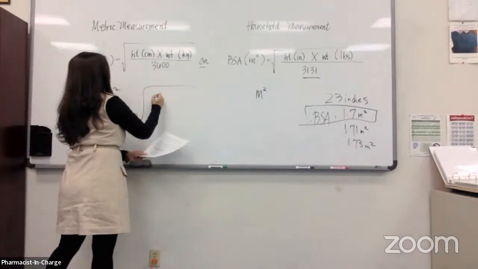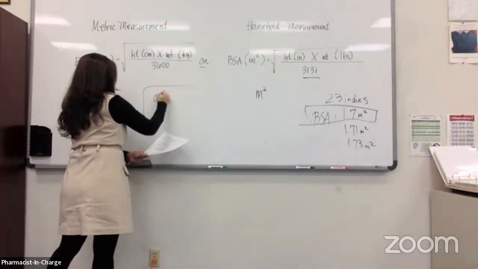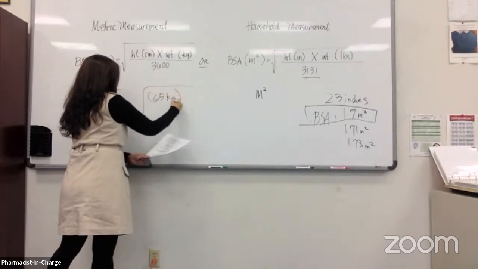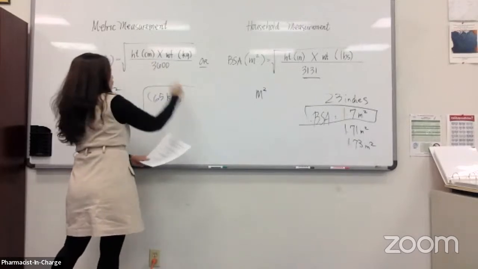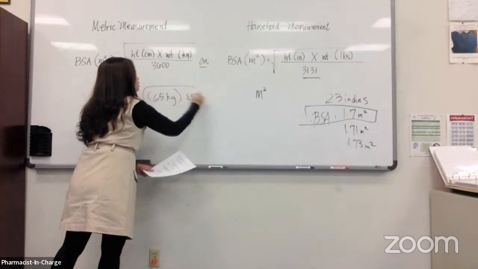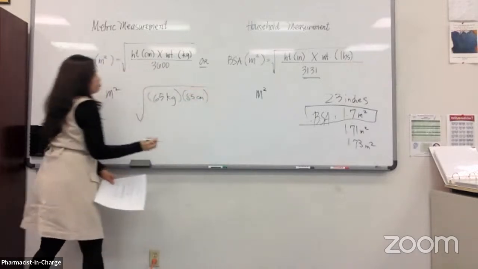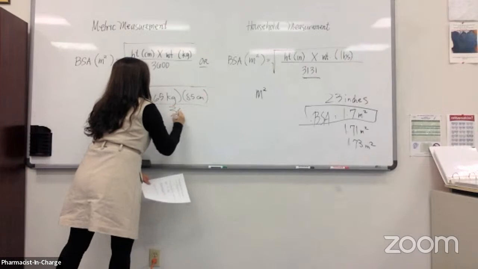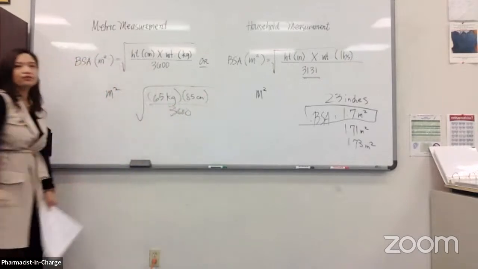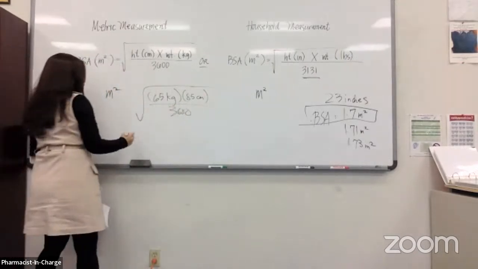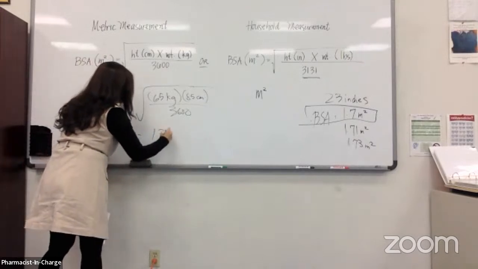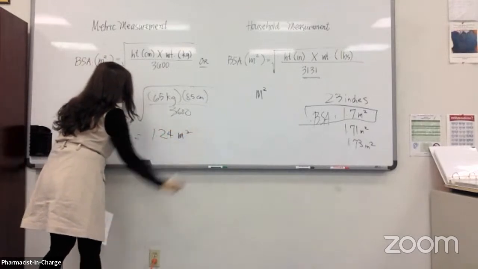Which is 65 kg times 85 centimeters. I got the units correct, right? Divided by 3,600, then get the square root of that. And the answer is 1.24 meters squared.